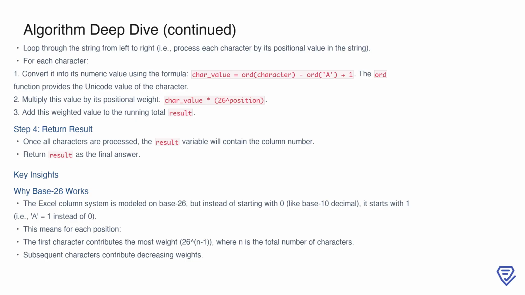Next, we multiply this value by its positional weight, which is determined by its base 26 position. For example, in a string of length n, the leftmost character contributes the most weight, and subsequent characters contribute decreasing weights. These weighted values are then added to a running total, stored in a variable called result. After all characters are processed, the final value of result represents the column number, which we return as the output. This approach works efficiently because it directly computes the result using a single loop and avoids unnecessary overhead.